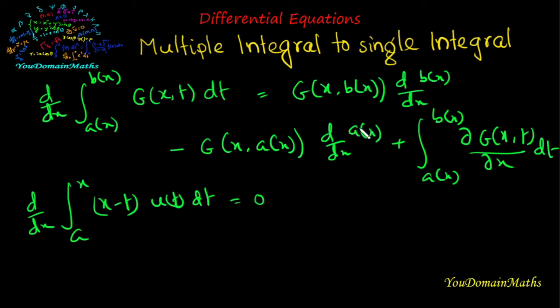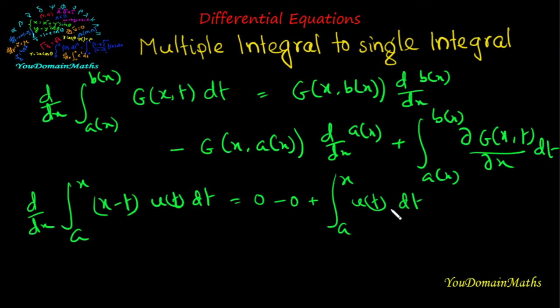And for the derivative of the lower limit, here the lower limit is constant, so the derivative of the lower limit is 0, so this term is 0. The third term is written as the integral from a to x, and the derivative of x minus t with respect to x is 1, so we get the integral of u(t) dt.